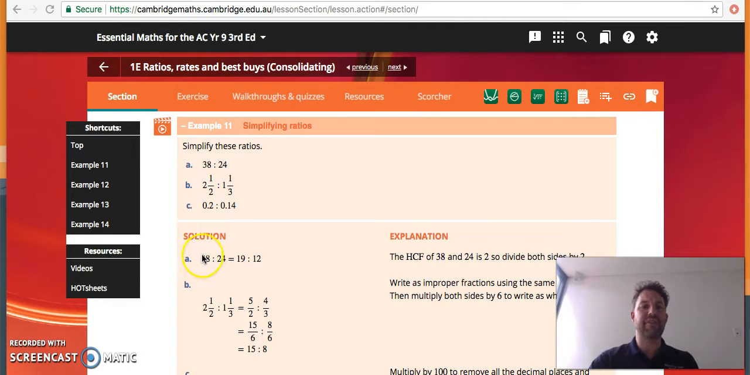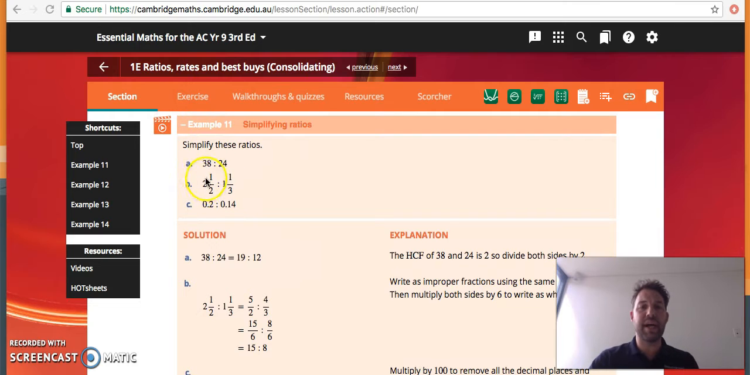So 38 divided by 2 is 19, and 24 divided by 2 is 12. I then get to 19 to 12, so can I find any number that goes into 19 and 12? No, I can't, so that's the most simplified I can get this ratio, 19 to 12.